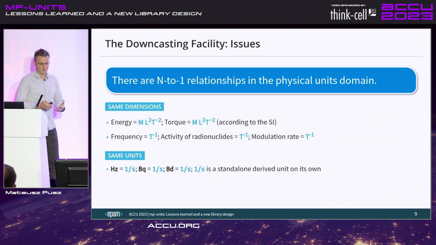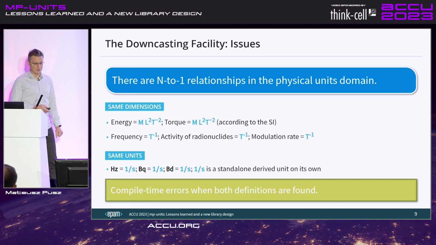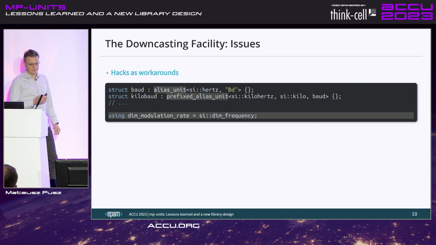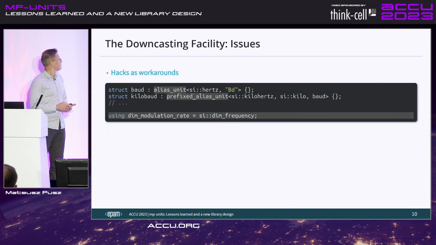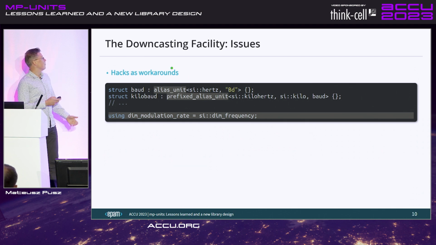So all of those somehow collided, and this facility was having problems with that. We had compile time errors where two definitions of the same equation, let's say, were found. All right. So I had some hacks as workarounds. For example, baud was an alias unit to hertz, and kilobaud was a prefix alias unit to kilohertz, right? Or I had dim frequency being aliased as dim modulation rate.